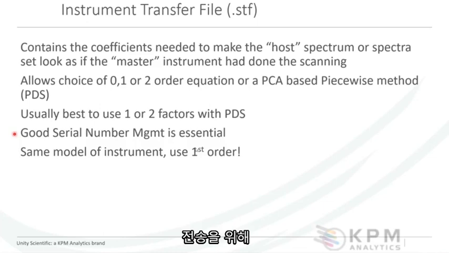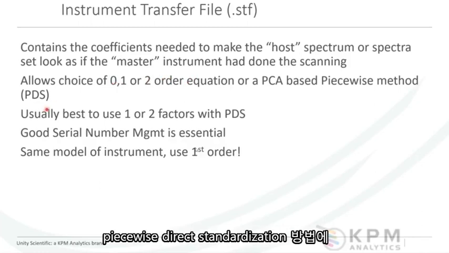To create a transfer between instruments, we need to have a file that will hold and characterize the differences. And in our world, in the Unity world, this is an STF file. So the STF file contains all of the coefficients that allow you to characterize and change a spectrum to look like a master instrument, as if the master instrument had done the scanning. There are different algorithms that are available here.